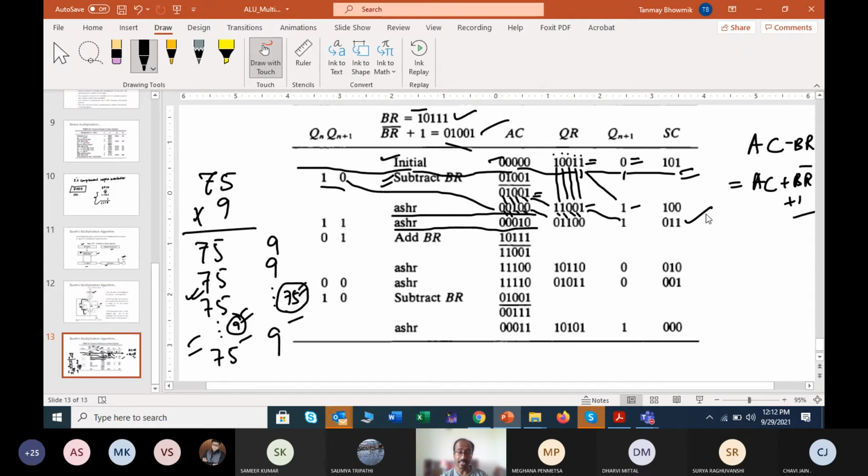Next thing, again we will check what is my Qn plus 1 now. It is now 0 1. So 0 1 means you will simply add. You have added. Again you will shift. Now think, in this case you are writing arithmetic shift, right? So you can consider this row just previous, right? In fact you are taking this row.